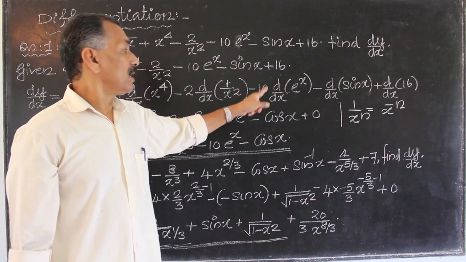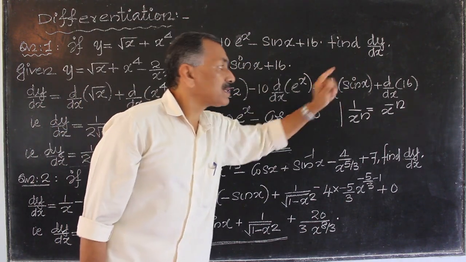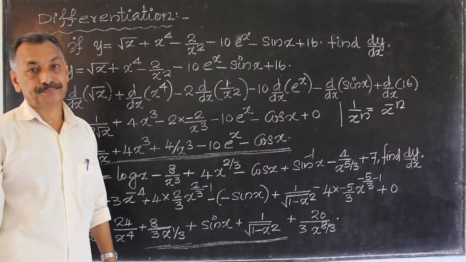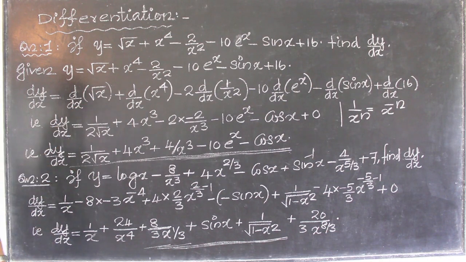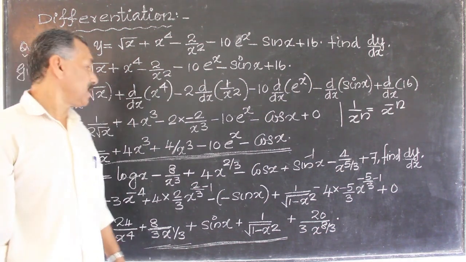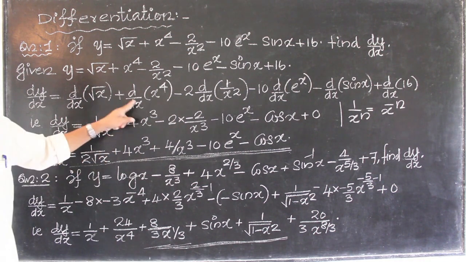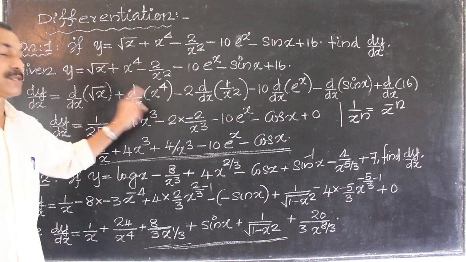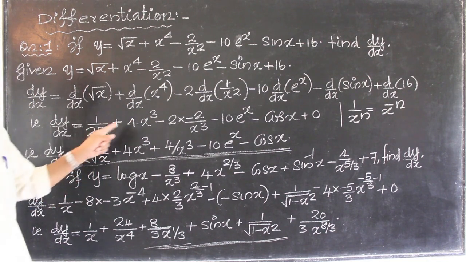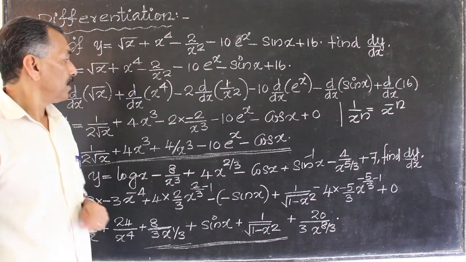Minus 10 outside, the derivative of e raised to x, minus the derivative of sin x, plus the derivative of 60. Okay. Then what is the derivative of root x? The derivative of root x is equal to 1 by 2 root x, plus the derivative of x raised to 4, which is 4 into x raised to 4 minus 1, that is 4x cube.